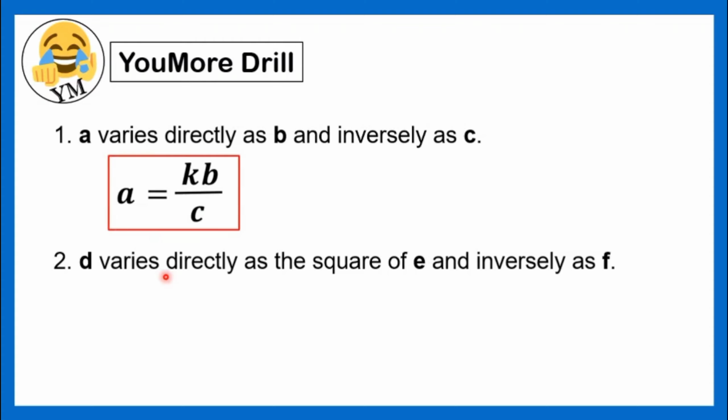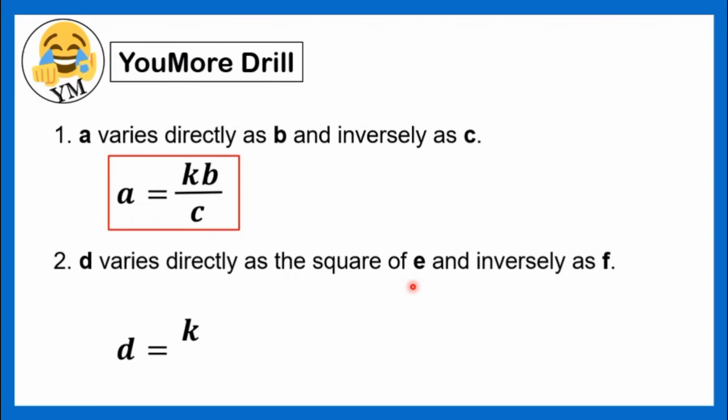What about for number 2? D varies directly as the square of E and inversely as F. So, combine pa rin ito kasi may directly, tapos may inversely. Pero meron tayong nakalagay na the square. Paano kaya ito isusulat? Ayan. So, let's have letter D muna. D ay nasa left. That's the dependent variable. Equal to, ayan. Siyempre yung K hindi mawawala sa numerator.